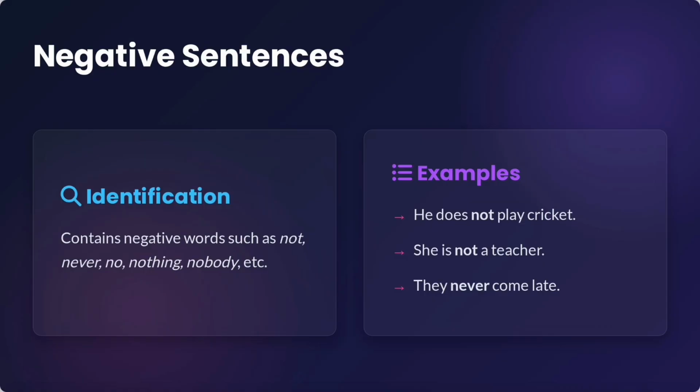A negative sentence. If a sentence contains negative words such as not, no, never, nobody, nothing, etc., it is generally a negative sentence. For example, she does not go to Delhi. We are not playing football.